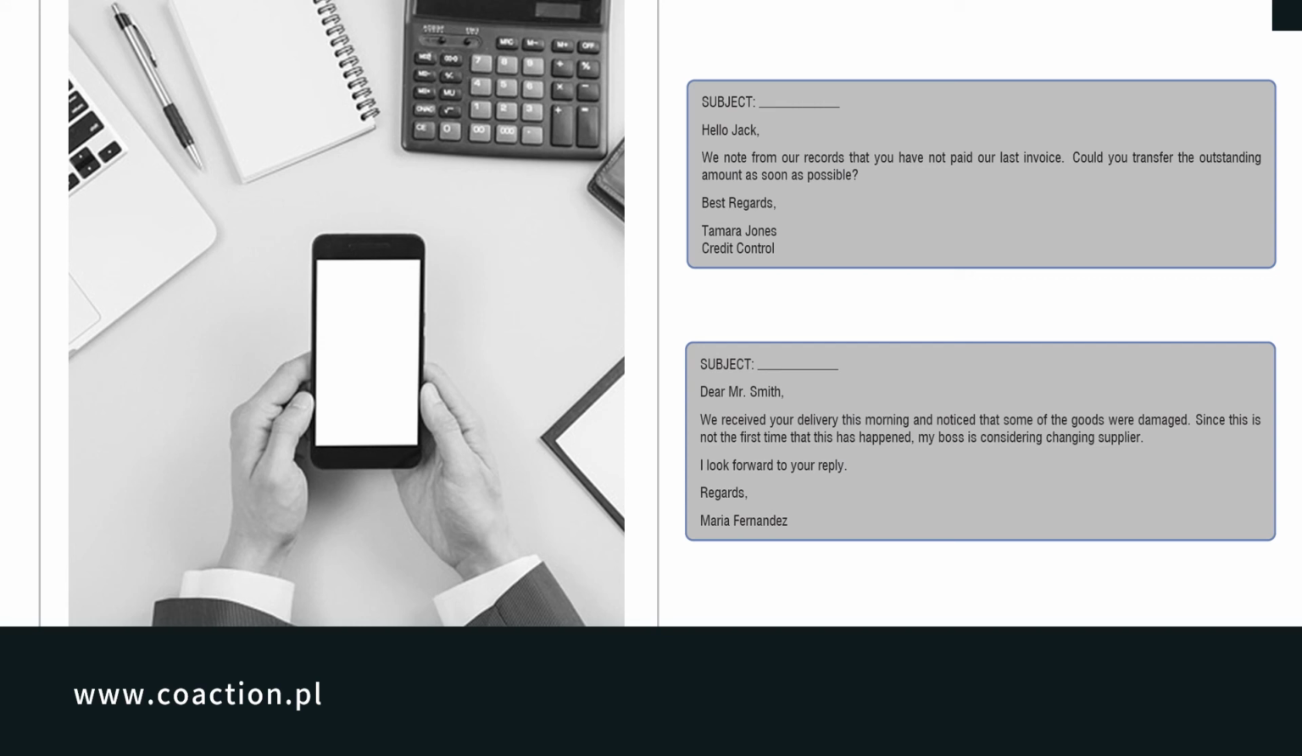We have a similar situation on this slide. The first email starts with "hello Jack," whereas the second one starts with "dear Mr. Smith." Also, the sentences in the second email are longer and more complex. Furthermore, we have a sign-off, "I look forward to your reply," whereas the previous email doesn't have one.